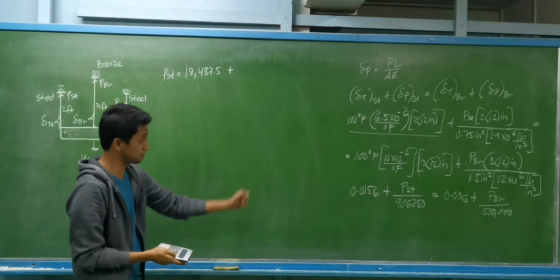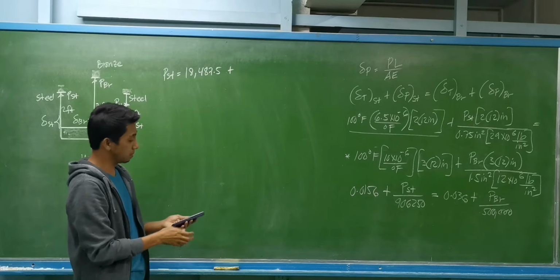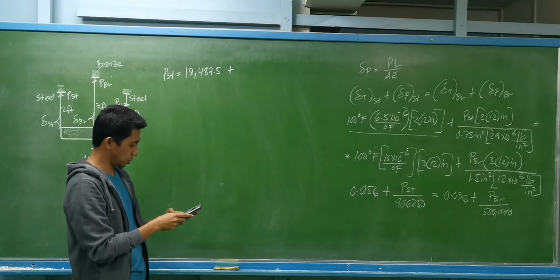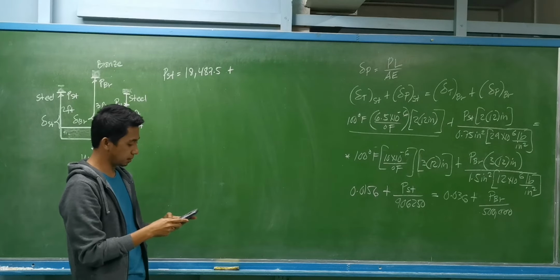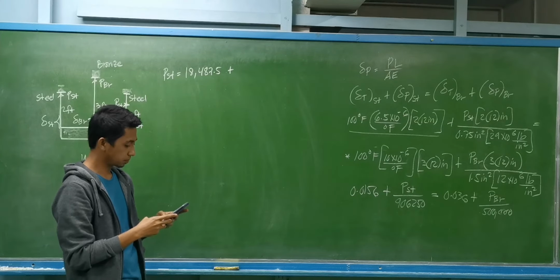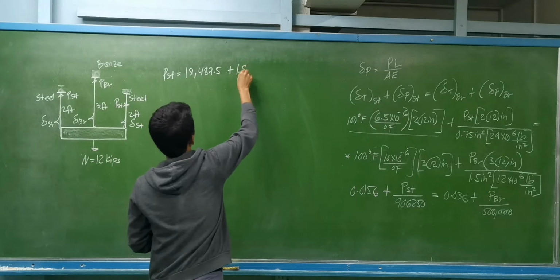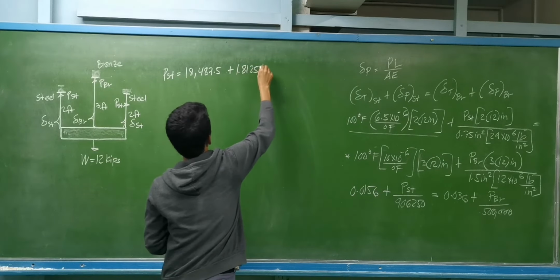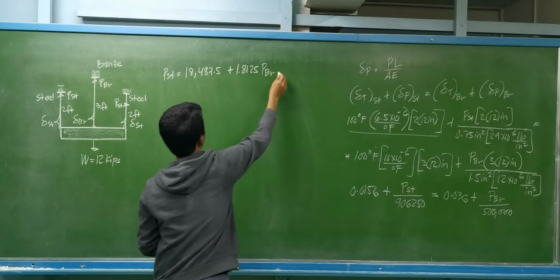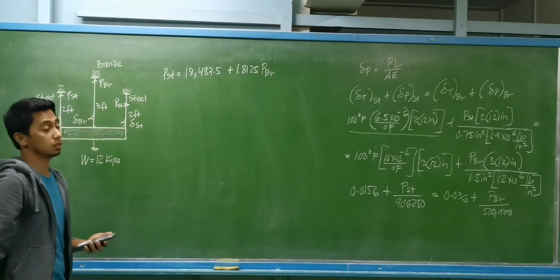I'm just doing a simple algebraic operation. That is 906,250 divided by 500,000, and that is equal to 1.8125 of the load to be carried by the bronze rod.